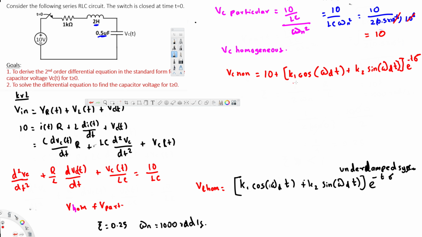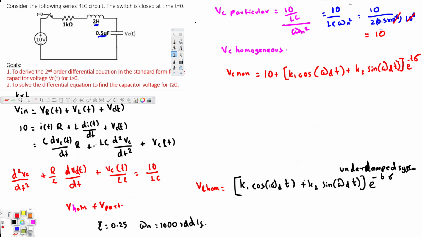Now in order to do that, we have to know the initial conditions. Now let's look at some initial conditions. We have to know what the initial voltage across the capacitance is going to be, and also what the initial current through the inductance is going to be.